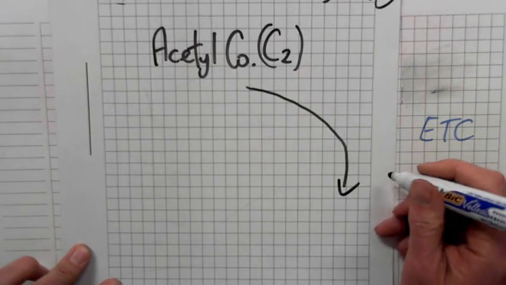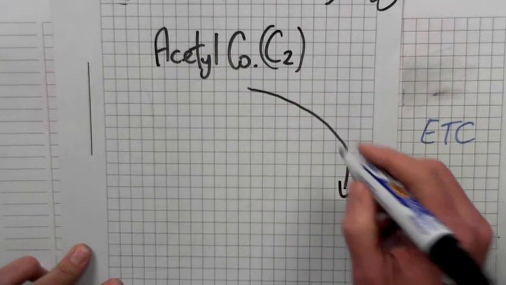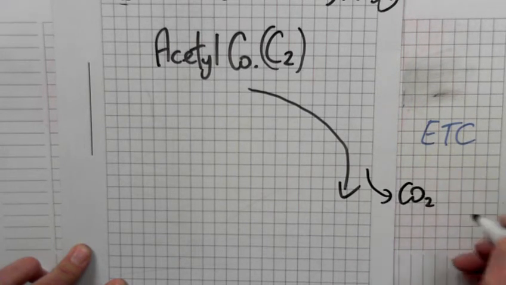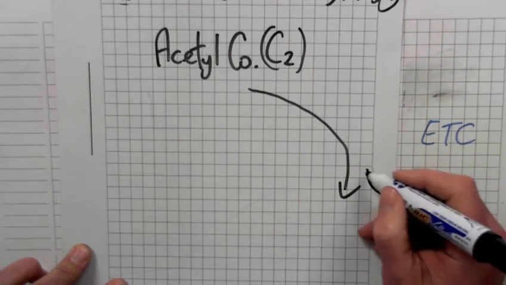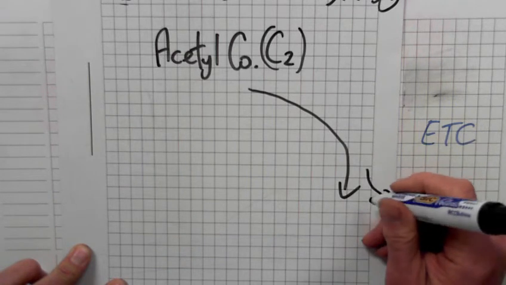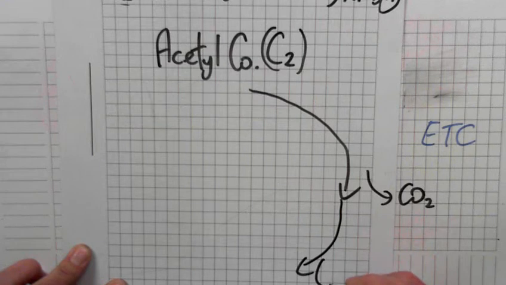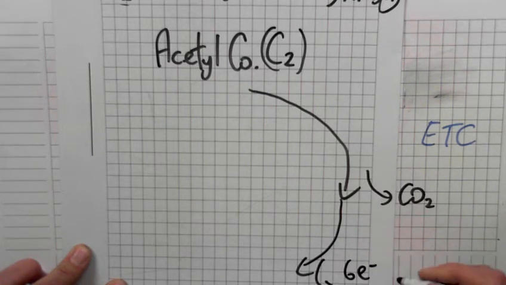Now when it enters the Krebs cycle, the first stage is that another carbon is given off. So the CO2 is given off, and when the CO2 is given off, 6 electrons are released. We'll talk more about this in a second.